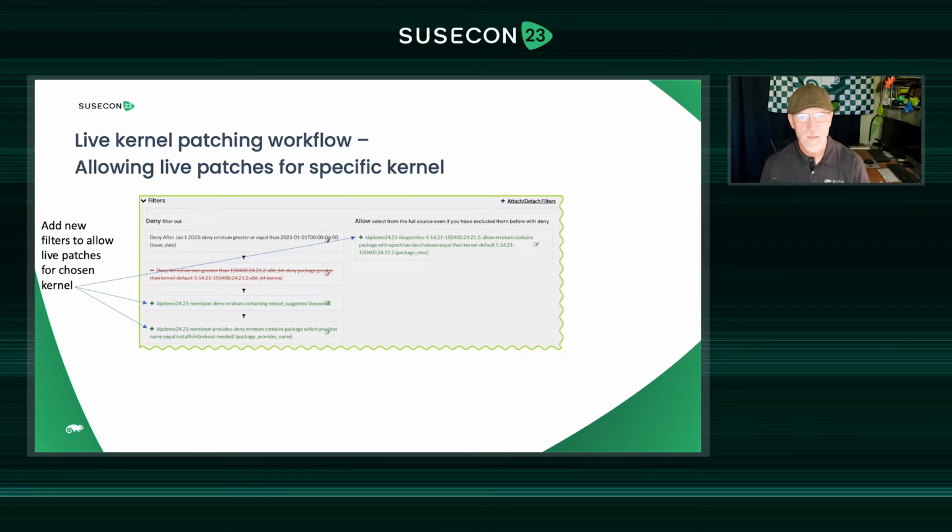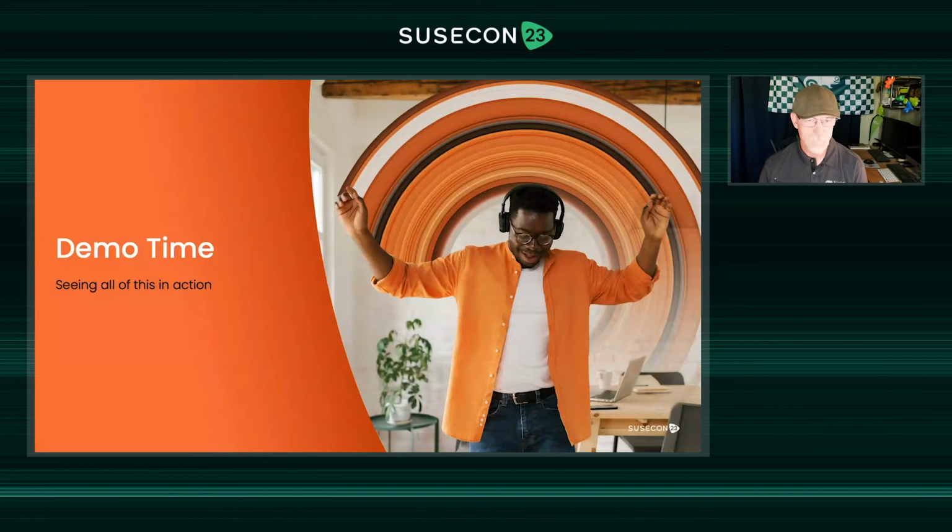Once I've rebooted, now I need to go back and reset up the filters so that I can allow the live patch updates for that 24.21.2 kernel. So I'm going to take out the greater than, because I'm going to deny all kernels that require a reboot. I'm going to filter out anything that requires reboot back again, but specifically for 24.21.2 on the live patches. And now my system is set up again for that next iteration of kernel live patches for 24.21.2. So now let's jump right into the demo.